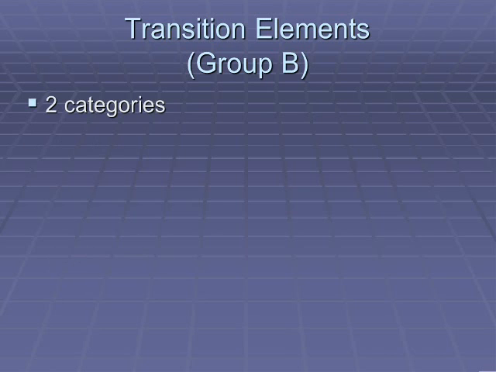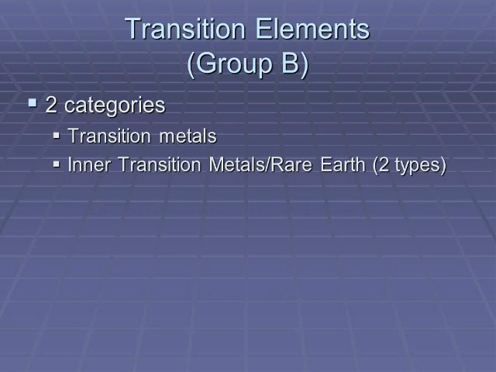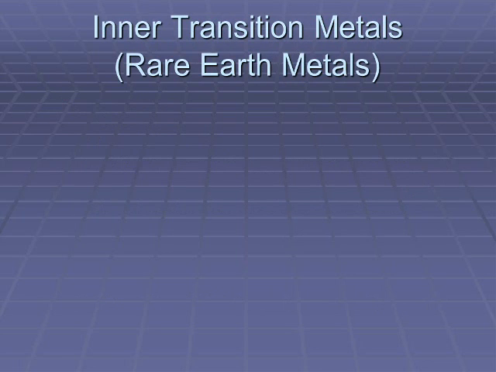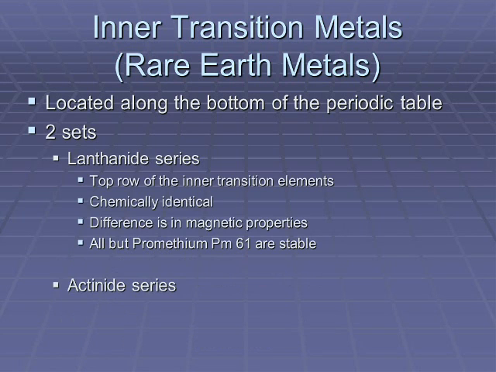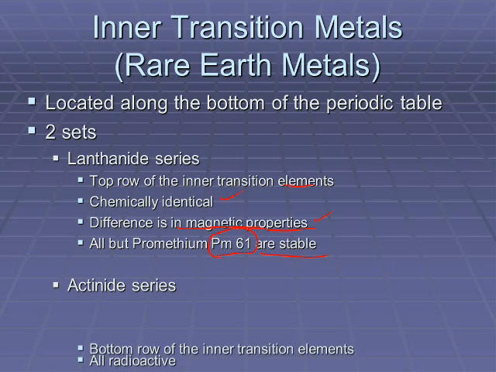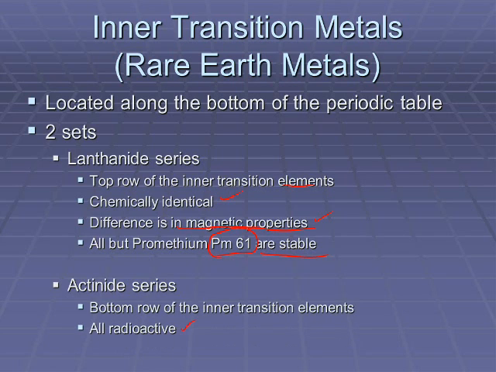So let's look at these in more detail. Two categories are of transition metals and inner transition metals, also called rare earth. Now the inner transition metals, the rare earth metals, again are not rare at all. In fact, the first one, we have two sets, the lanthanide series, starting with lanthanum. Lanthanum is one of the most abundant elements on Earth. Now the top row of the inner transition elements are the lanthanides. They're chemically identical. The only difference really is magnetic properties. Now all but promethium are stable, as opposed to the actinide series, which is the bottom row. All are radioactive. So the bottom row of the actinides, or the bottom row of the rare earth, they're radioactive. The top row are stable except promethium.